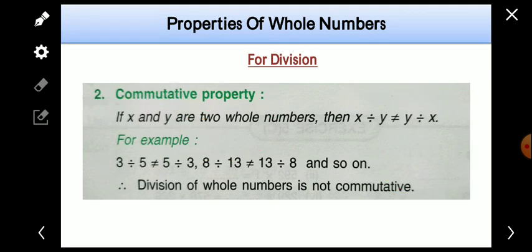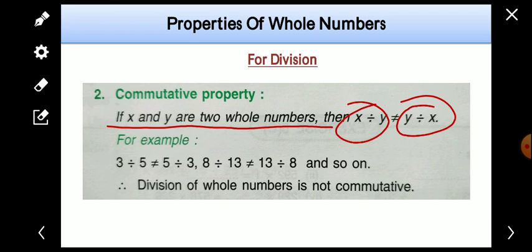But today we are studying division. Let's see whether division of whole numbers is commutative or not. If x and y are two whole numbers, then x divided by y is not equal to y divided by x. It means if we change the order of the numbers in division, then the result differs. The result does not remain the same after changing the order. So division of whole numbers is not commutative.